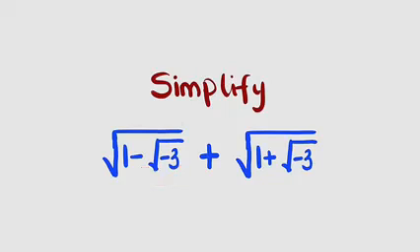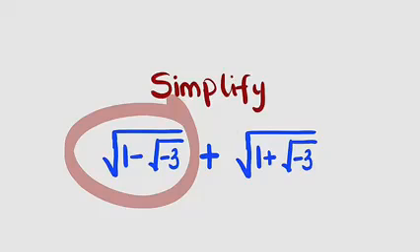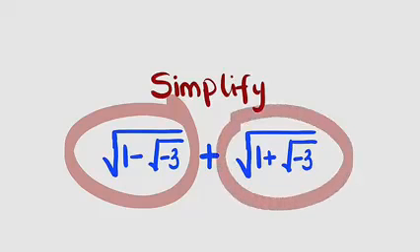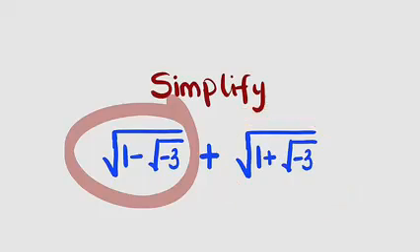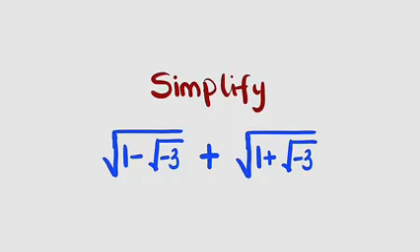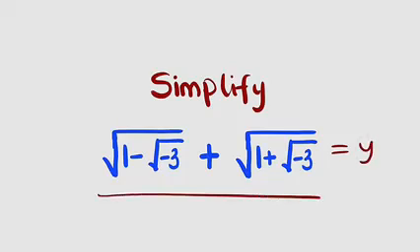Before we start, you should know that this is a positive number. This is also a positive number. Therefore, if you add these two positive numbers together, you're going to obtain a positive number. So I would like to let the whole of this be equal to something else. We can let it be equal to y. Therefore, the whole of this is equal to y.